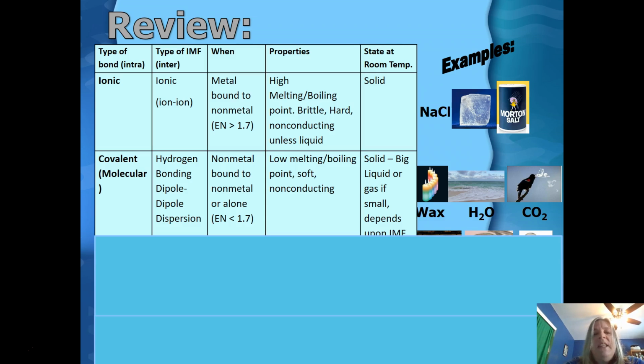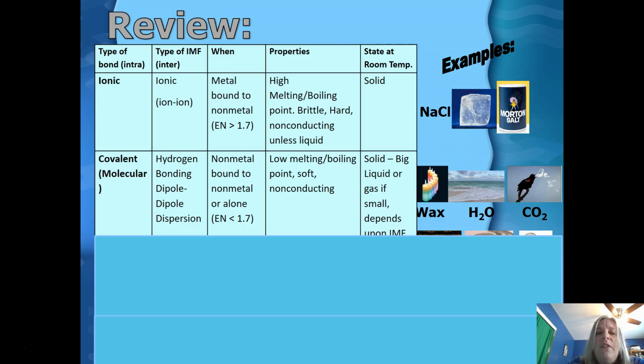The next type of bond that I want to talk about is covalent bonds. Remember, we talked about those in our last unit when we talked about polar and nonpolar covalent bonds. They're also called molecular substances. In fact, we tend to call them molecules when we're talking about covalent-type substances. The types of intermolecular forces for covalent are diverse. It depends upon what I have. So we have hydrogen bonding, dipole-dipole, or dispersion forces. And usually molecules have a combination of those.